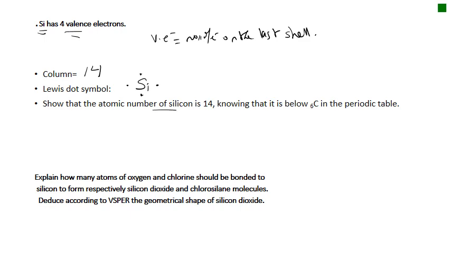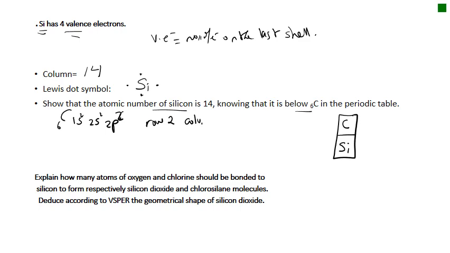To find the atomic number of silicon: it is below carbon in the periodic table. If carbon is here, then silicon is below it. They are in the same column. For carbon, the electron configuration is 1s2, 2s2, 2p2. So it is in row 2, and since it ends with p2, it is in column 14. Carbon is in row 2, so silicon is in row 3. Si is in row 3 and in column 14.